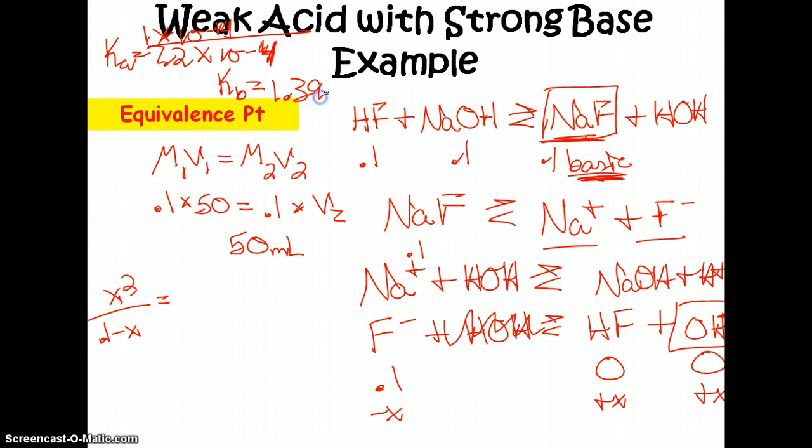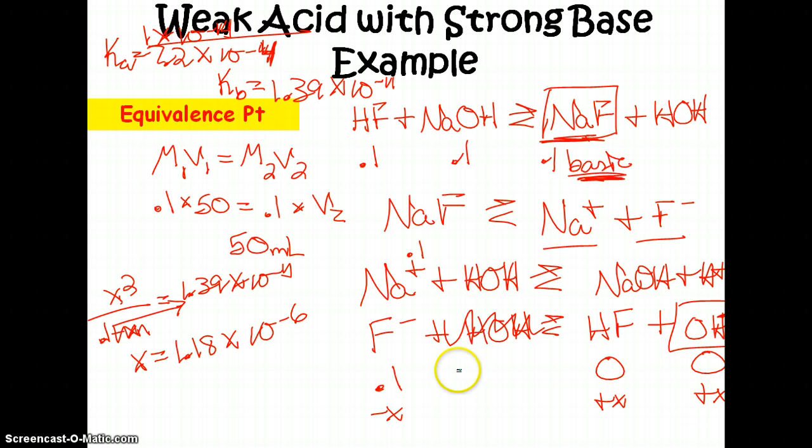So this is what we need to be setting our equilibrium expression equal to down here. So we have 1.39 times 10 to the negative 11th, and of course the minus x cancels out, times 0.1, and we have 1.39 times 10 to the negative 12th, and then you're going to square root that to get your x. x is 1.18 times 10 to the negative 6. Now this gives you your OH concentration. So if you do the negative log of this number, that will give you your pOH. So when we negative logged it, we get 5.93.